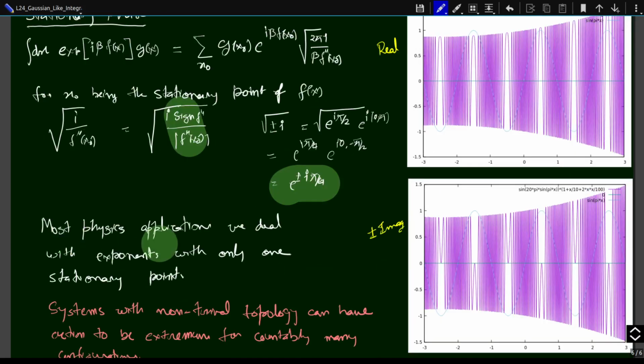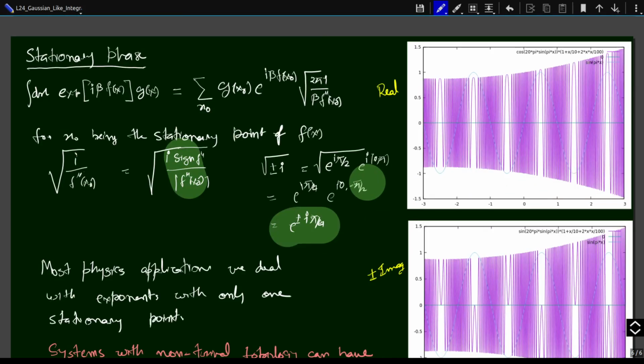What happens is, in most of the physics applications, we usually have an exponent with only one stationary point. Here, for demonstration purposes, I'm showing many. So we will have contribution from one place only. However, there are some systems with non-trivial topology that can have action to be extremum at countably many configurations, okay. And that countably many could be countably infinite also, okay. But as I said, here these are the functions that I'm showing.